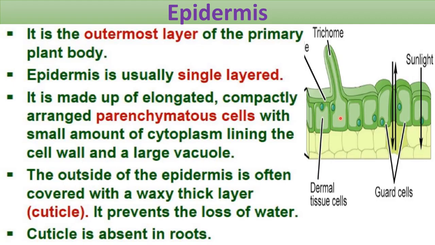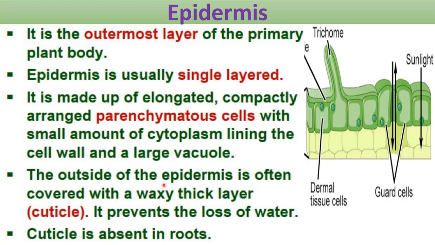So all these cells which are present in epidermis are parenchymatous cells with small amount of cytoplasm lining the cell wall and a large vacuole. So you can see here this large vacuole present here. Okay, so large vacuole is present here and the cytoplasm is present near the walls only. So it has small amount of cytoplasm lining the cell wall, near the cell wall only, and in the center a large vacuole is present.